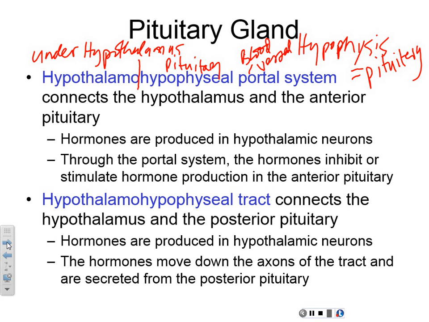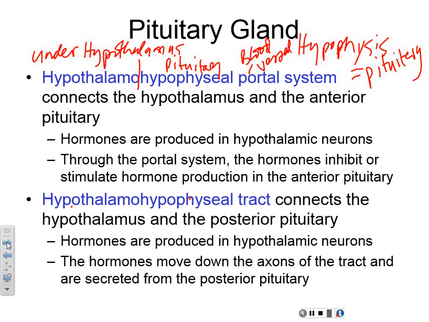Hypothalamus hypophyseal tract. Remember we said neuron axons in the central nervous system are called tracts, and neuron axons outside of the central nervous system are called nerves. That's all. So this is a tract of neurons. The neurons have their cell body in the hypothalamus, and they have an axon that terminates in the posterior pituitary. You break it down again: hypophysis is the pituitary, and the tract is those axons connecting the two.